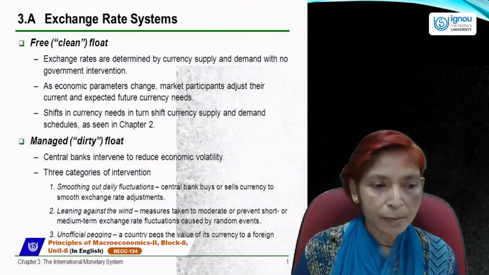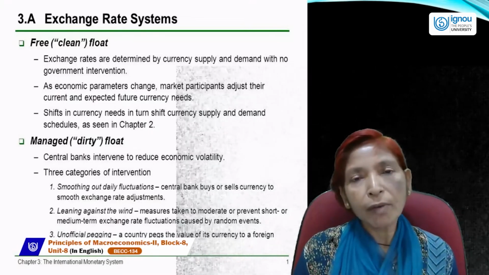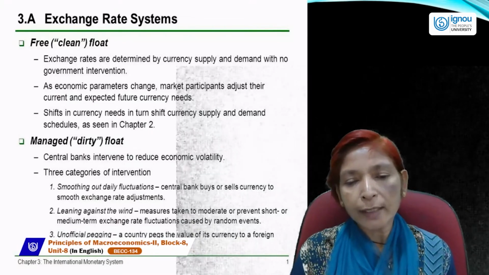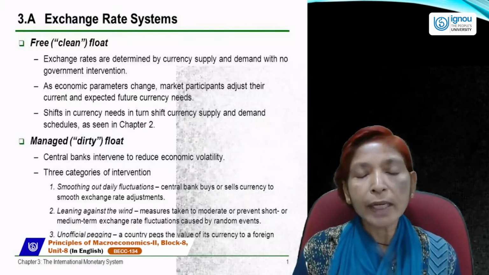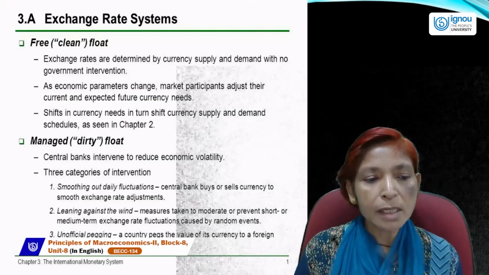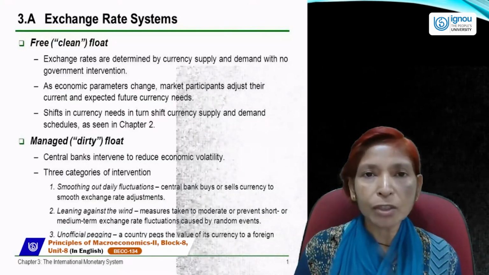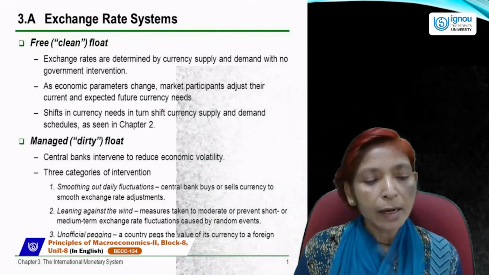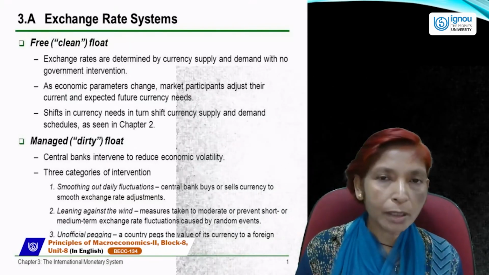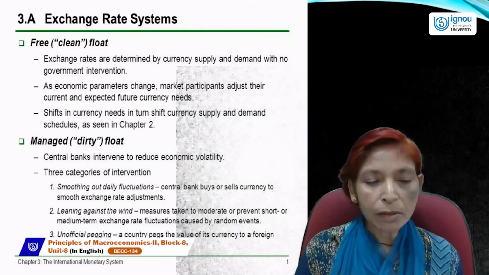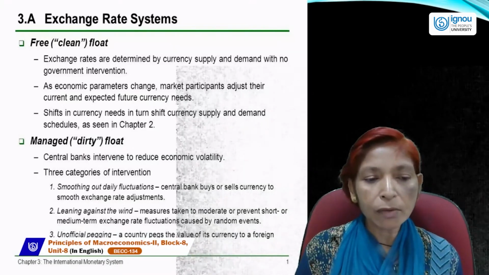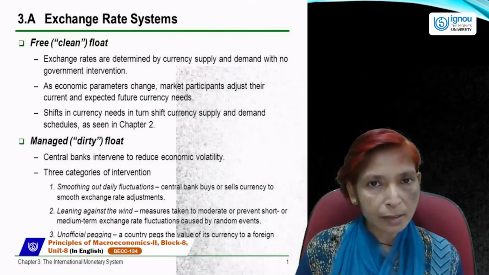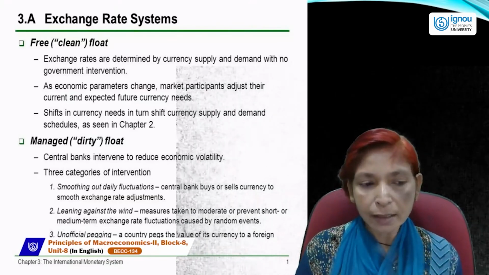And the dirty float system is the system in which the government intervenes or controls or interferes in economic activities, if the central bank intervenes to reduce economic volatility. There are three categories of intervention: smoothing out daily fluctuations, second is leaning against the wind, and third is unofficial pegging. So the central bank or government can intervene in these three types of ways.